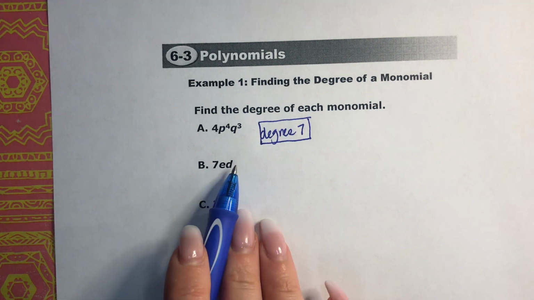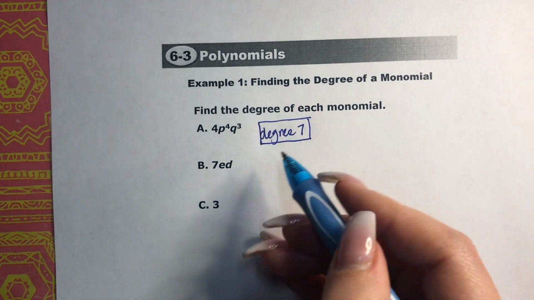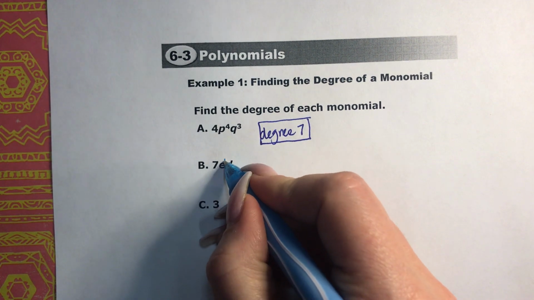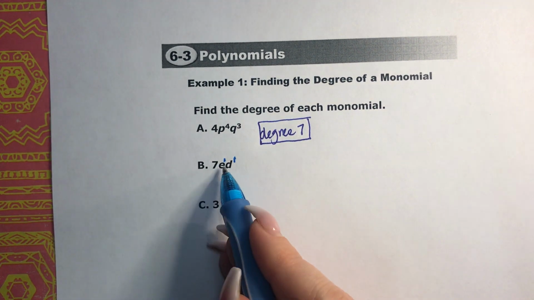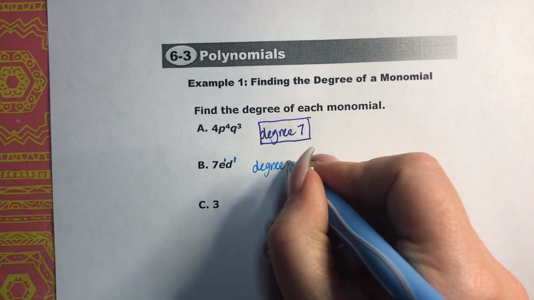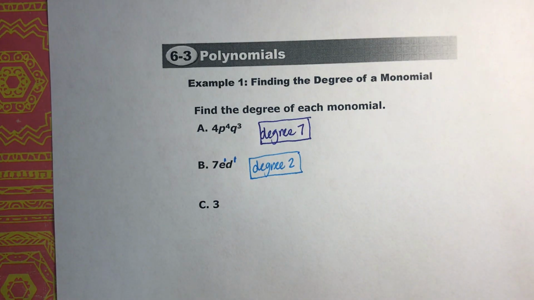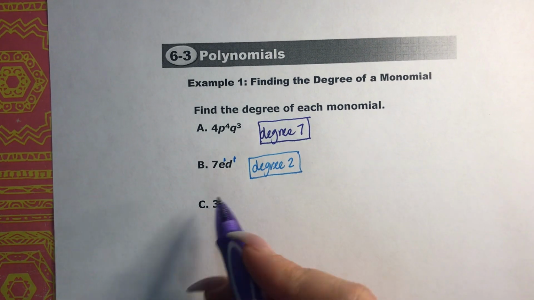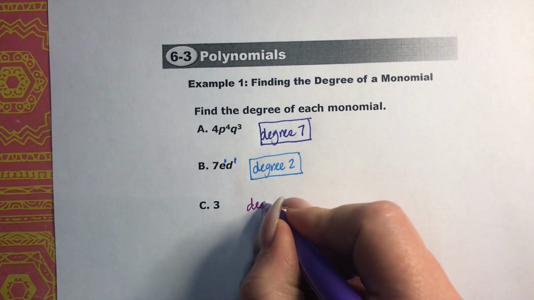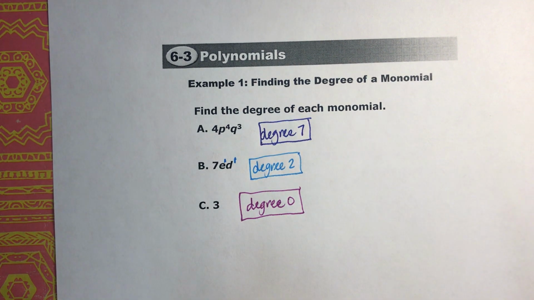Okay, let's look at this one. Well, we have to look at the exponents. There are no exponents, but oh wait, there are. There's a 1 here and there's a 1 here. You add those, 1 plus 1 is 2, which means the degree is 2. And lastly, we have 3 here, and it's a constant, which means it's a number, so we know that the degree is 0. All right, you got it?